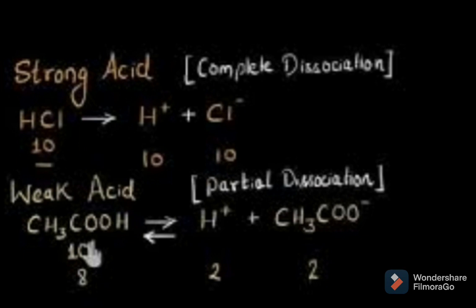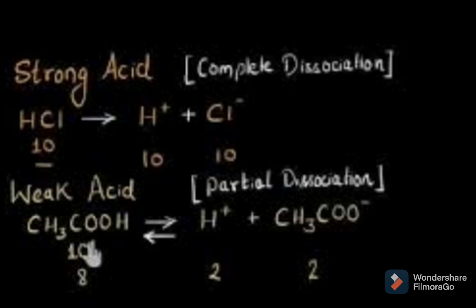Students, when we are talking about any compound, that compound consists of two ions, a positively charged ion and a negatively charged ion. When we dissolve that substance in water, it gets separated into a positively charged ion and a negatively charged ion. Then that process is called ionization.